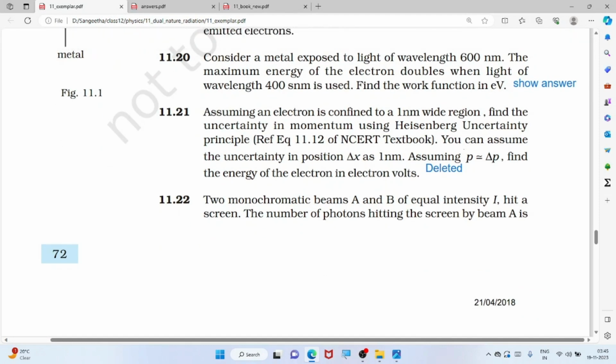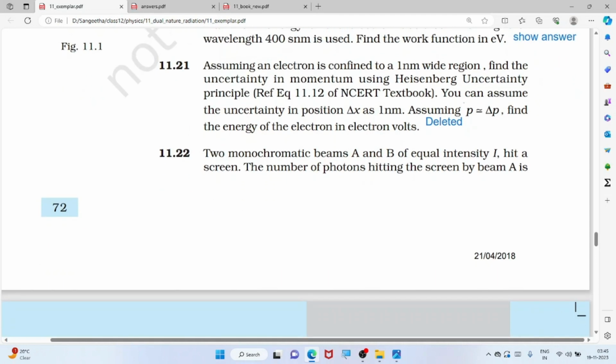Assuming the electron is confined to this 1 millimeter wide region, find the uncertainty. That is not in the NCERT book now, this is old.